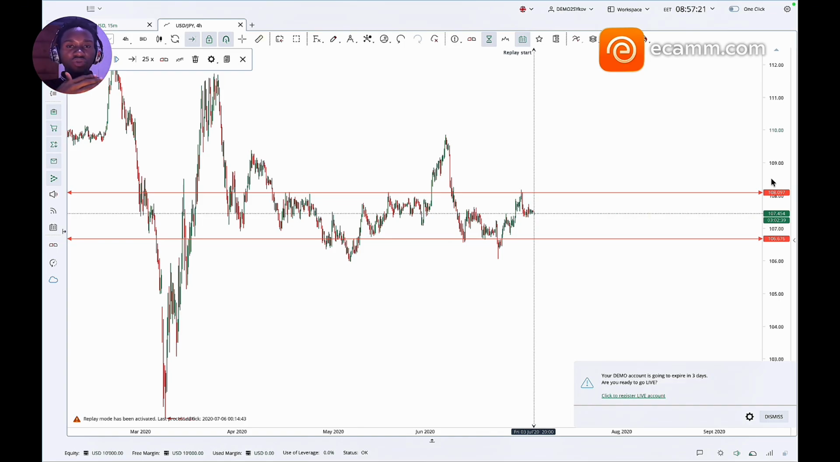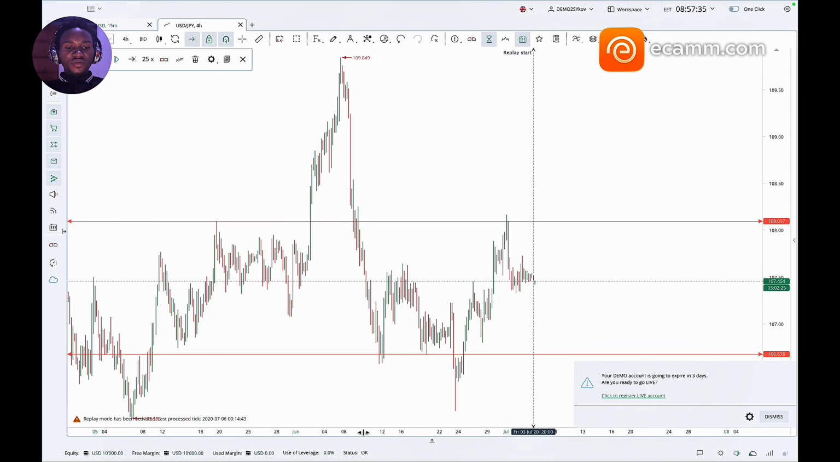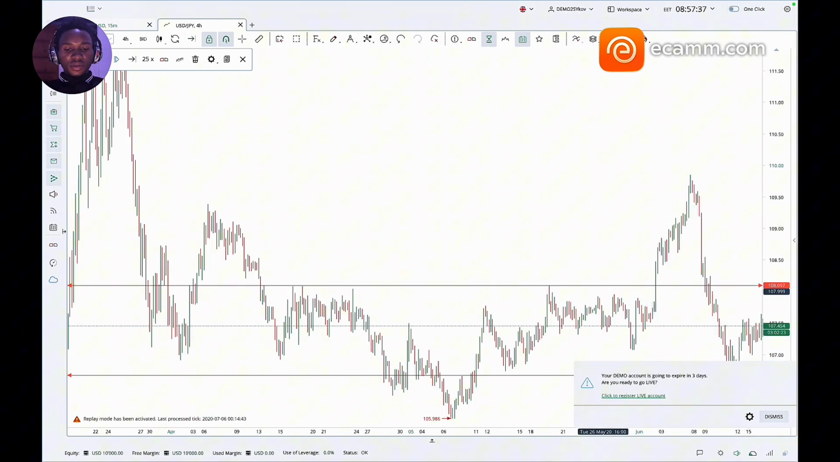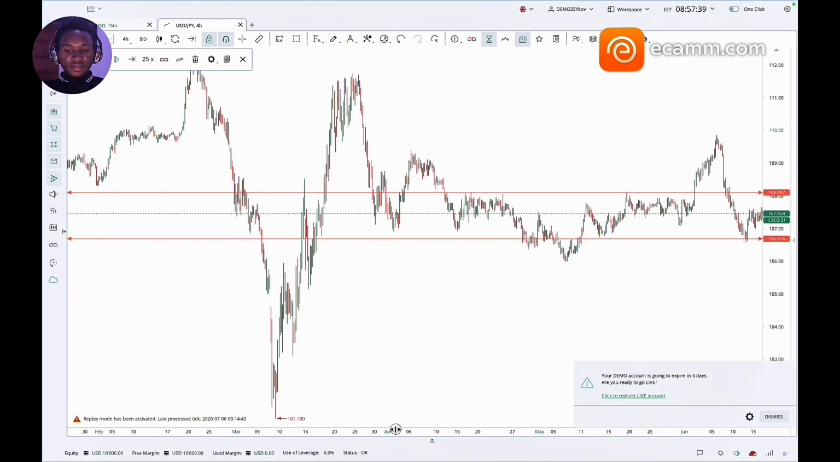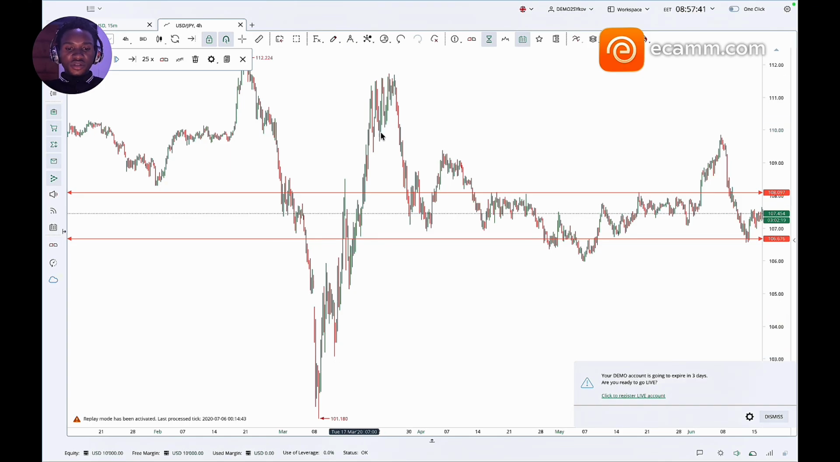What am I to do in this case? So basically, whenever you see that it's a ranging market, what you want to do is know the previous trend of the market. What was the previous trend of the market? Okay, so the previous trend of the market basically now, this is the previous trend over here. So let's see.